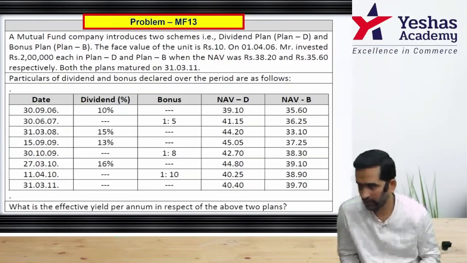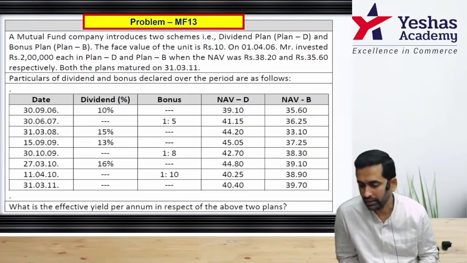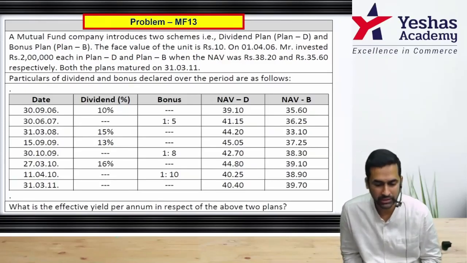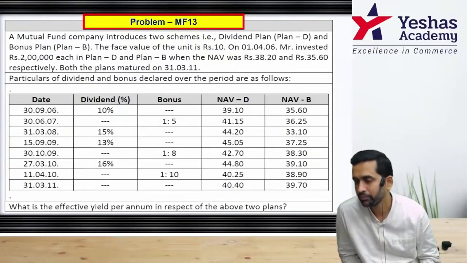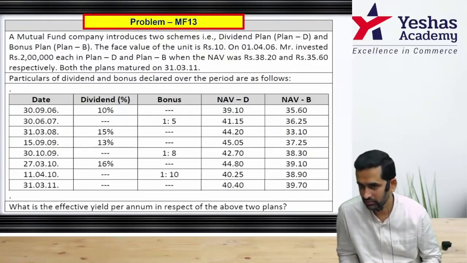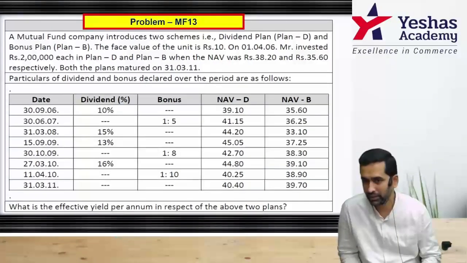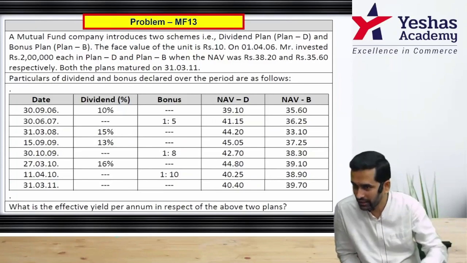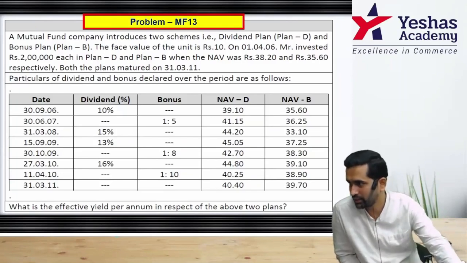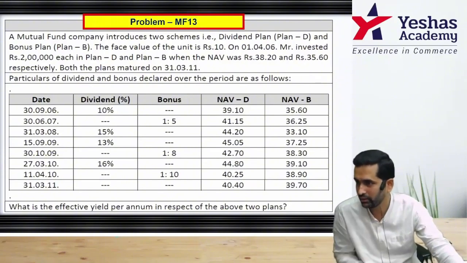So 2 lakh here, 2 lakh there, when NAV was 38.2 and 35.6. Please understand, 10 rupees was the face value. That was not the NAV. I've already discussed this, I'm repeating again. A lot of times while making an assumption, students go wrong. NAV can't be assumed as 10. Face value can be assumed as 10. NAV should be given in the question, or you should be able to find out with an equation.